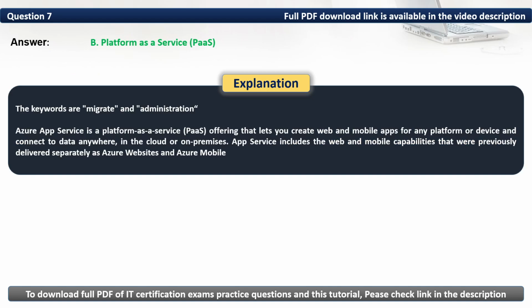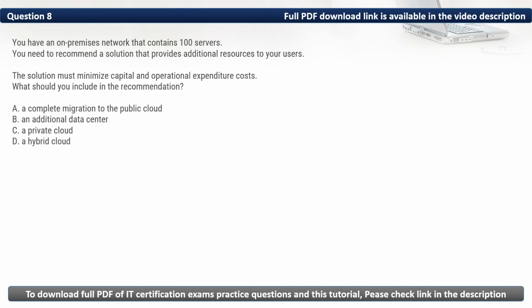Azure App Service is a platform as a service offering that lets you create web and mobile apps for any platform or device and connect to data anywhere in the cloud or on premises. App Service includes the web and mobile capabilities that were previously delivered separately as Azure Websites and Azure Mobile.